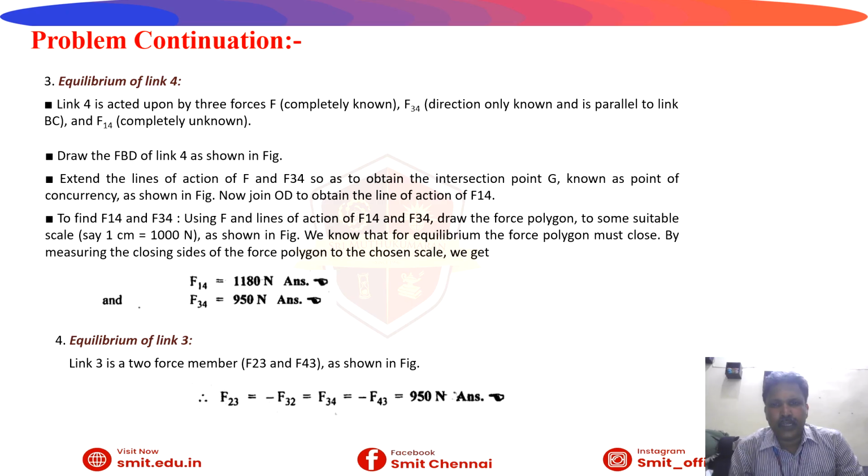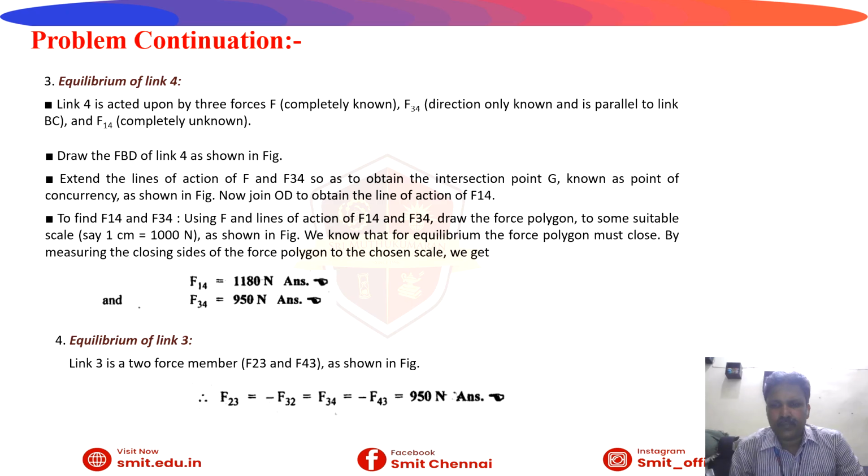So draw the force polygon to some suitable scale. Here it is given as 1 centimeter equal to 1000 Newton. For our simplicity, we are making the scale like that. So we know that for equilibrium, the force polygon must close. By measuring the closing side of the force polygon to the chosen scale, we get F14 equal to 1180 Newton, F34 equal to 950 Newton.